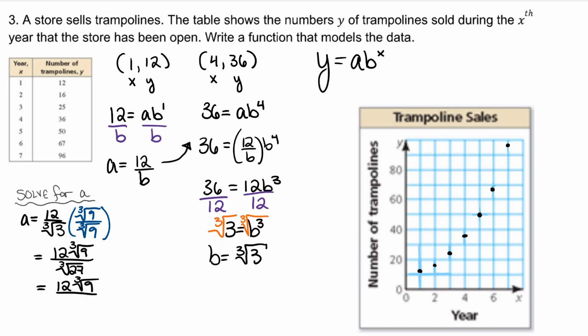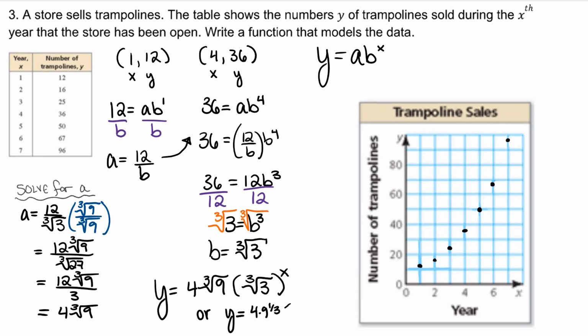After rationalizing, we get 4 cube root 9. So our exponential function is y equals 4 cube root 9 times cube root 3 to the x. Or when writing with rational exponents, 4 times 9 to the 1/3 times 3 to the x over 3.